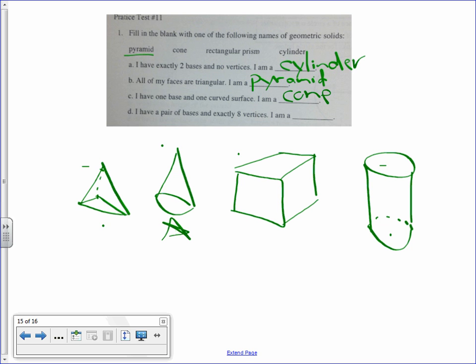I have a pair of bases and exactly 8 vertices. 1, 2, 3, 4, 5, 6, 7, 8. It's 8 vertices. How many bases? I have a pair of bases. I have a top one and a bottom one. Another pair there. I am a rectangular prism.